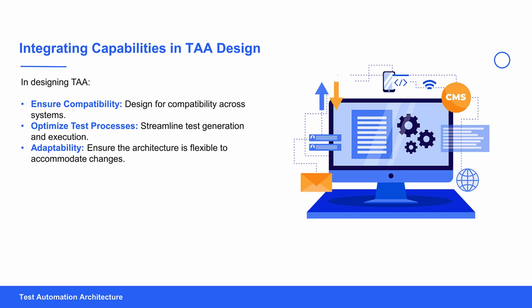Designing a test automation architecture is about more than just selecting the right tools. It's about integrating these core capabilities into a cohesive framework that aligns with your project's needs. First and foremost, you must ensure compatibility across the various systems your TAA interacts with. This includes making sure that the tools and frameworks you choose can seamlessly integrate with the SUT, project management tools, and any other systems involved in the testing process.